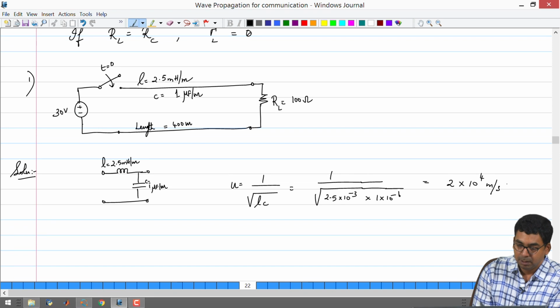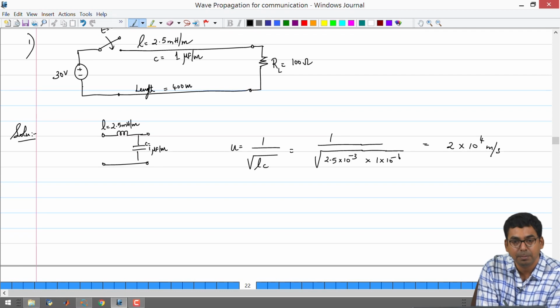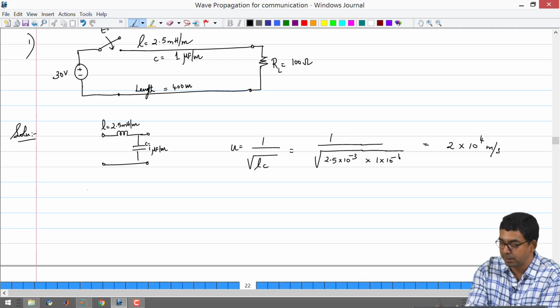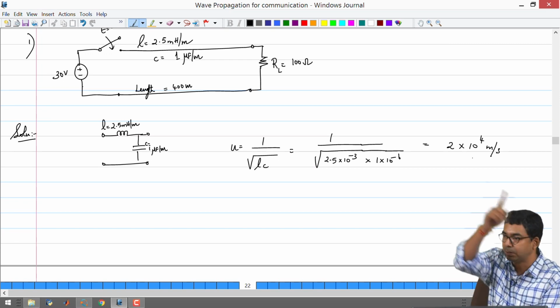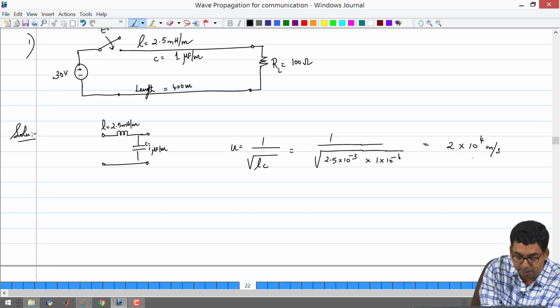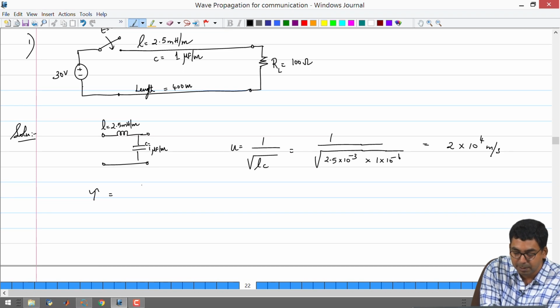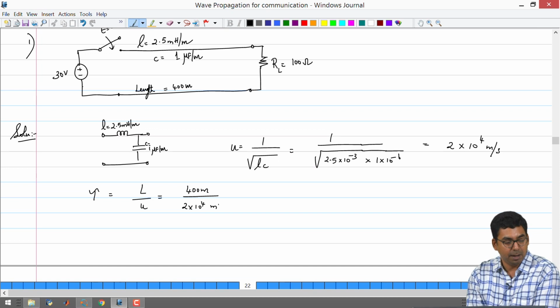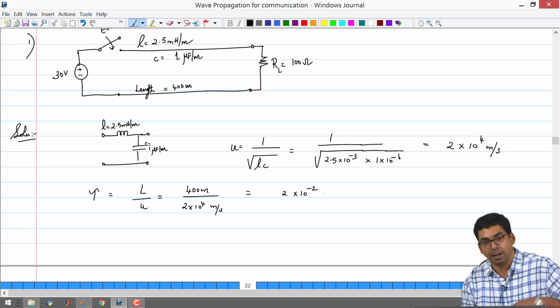The next thing that we can calculate from this transmission line, from whatever we have learned, is the transit time. It's going to take a finite time because the velocity is 2 times 10 to the power 4 meters per second. If you launch a signal on the left hand side, what's the time at which it gets to the other end of the transmission line? So we can calculate the transit time tau. Transit time tau is going to be L divided by u. L is given as 400 meters, and this is 2 times 10 to the power 4 meters per second. That comes to 20 milliseconds.